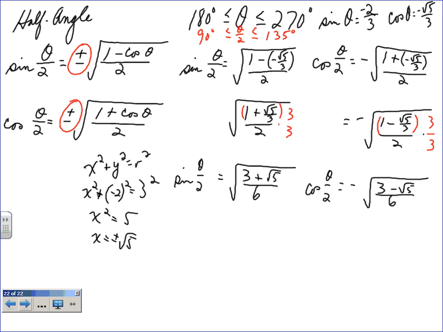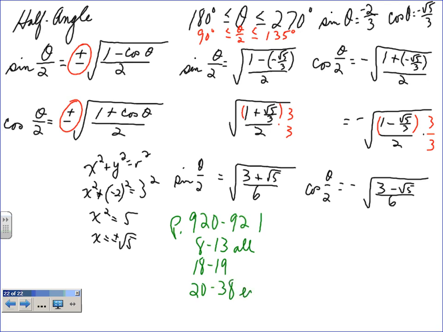Okay? So your homework is on page 920 to 921. Problems 8 through 13 all. 18 and 19 all. And 20 through 38, the evens. Please make sure you do all the problems. Okay? It's to your benefit.